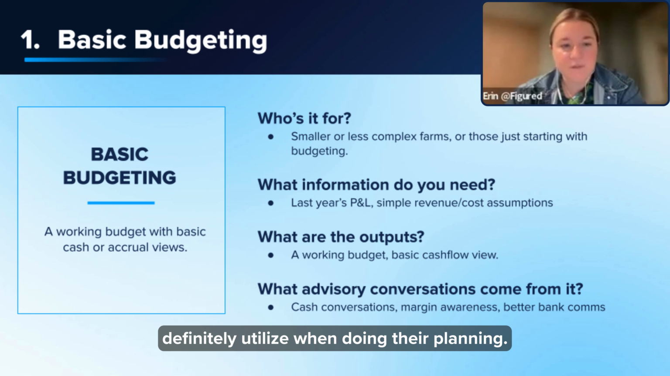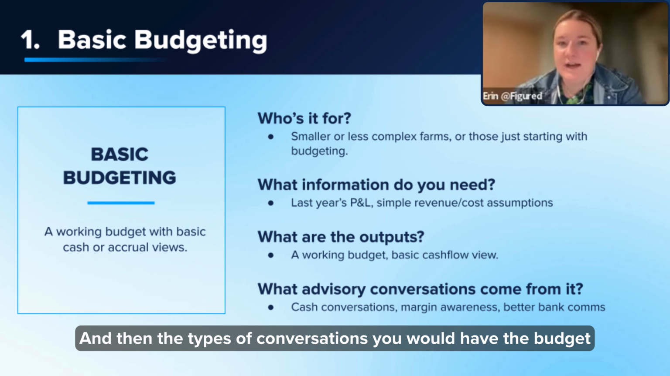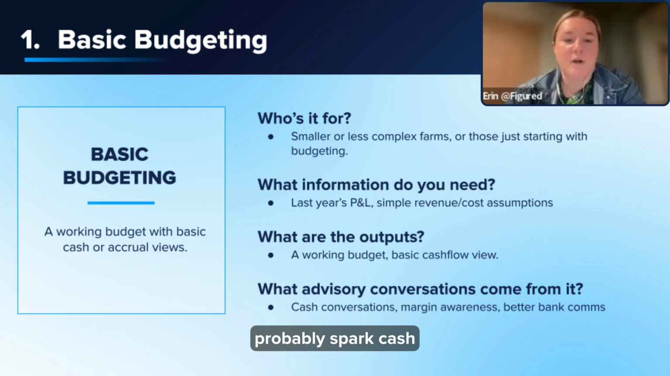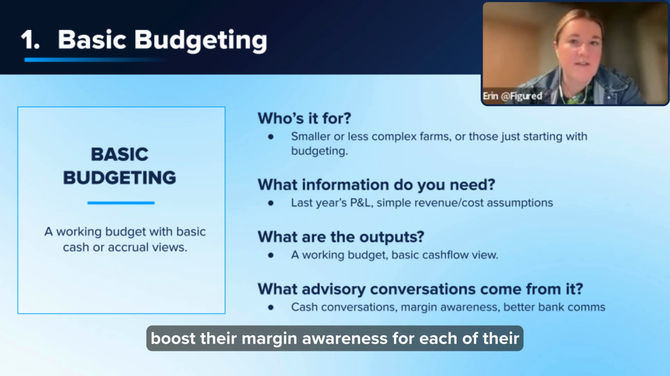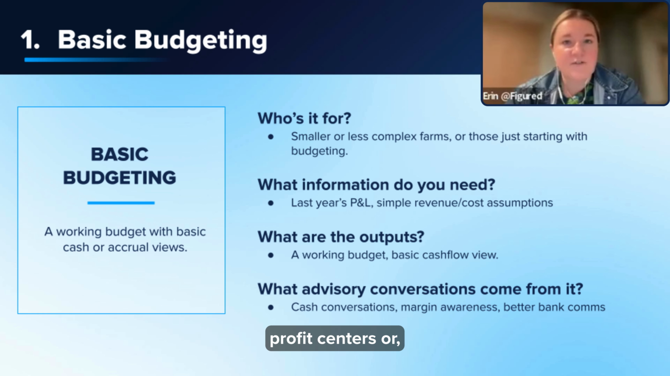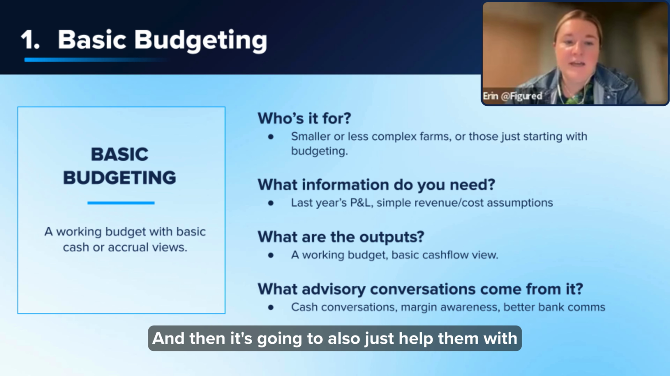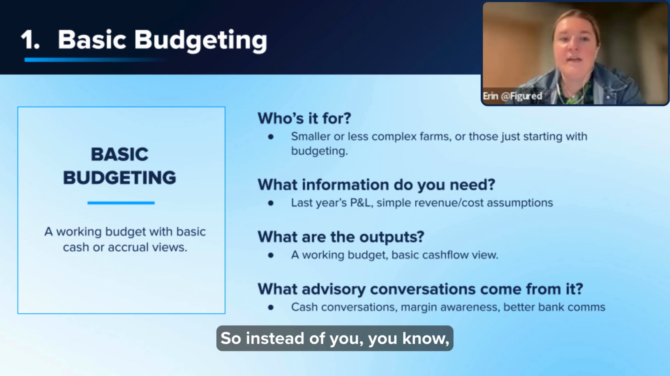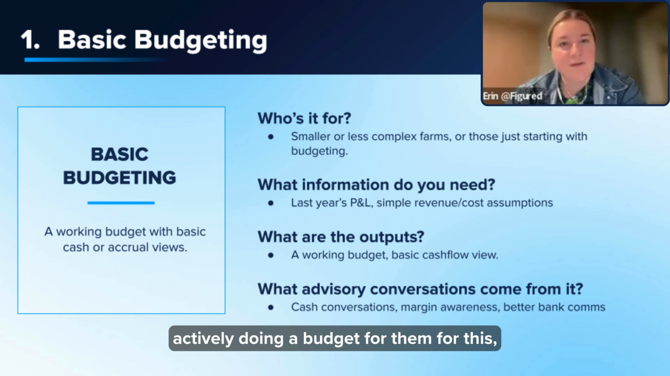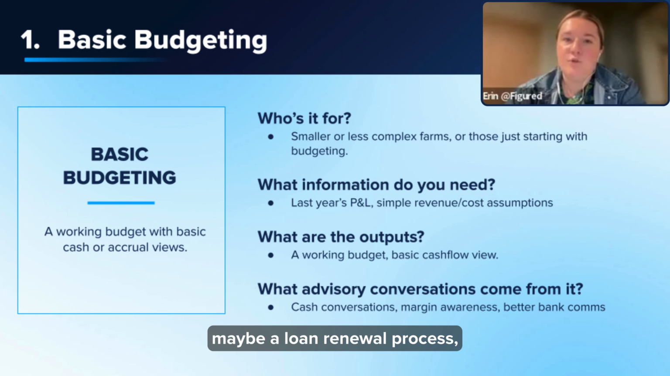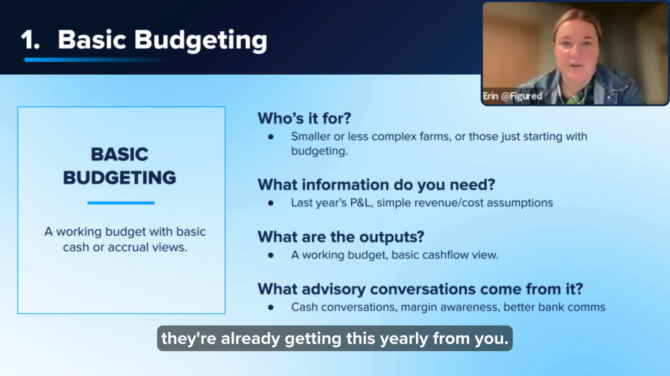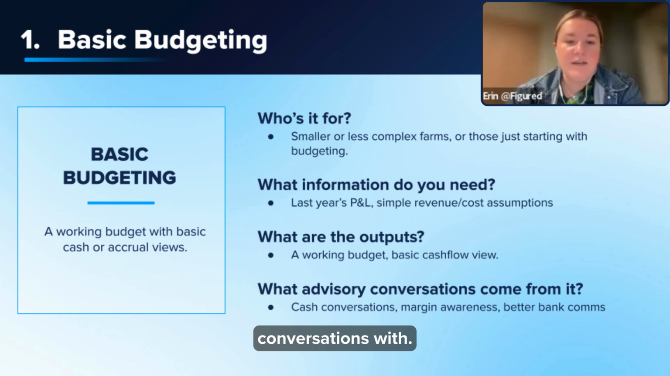And then the types of conversations you would have: the budget is probably going to spark cash discussions and boost their margin awareness for each of their profit centers, or their full enterprise operation. And it's also going to help them with much better bank conversations. So instead of reactively doing a budget for them for maybe a loan renewal process, they're already getting this yearly from you, so they have that to go into those conversations with.